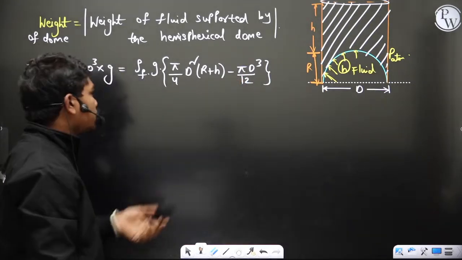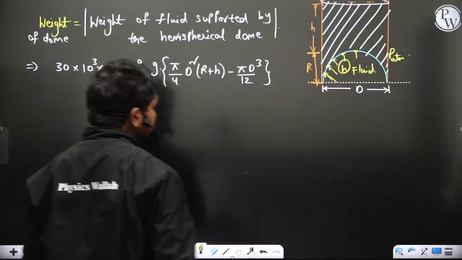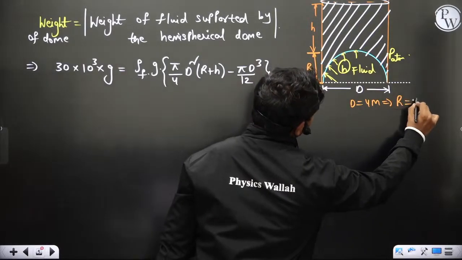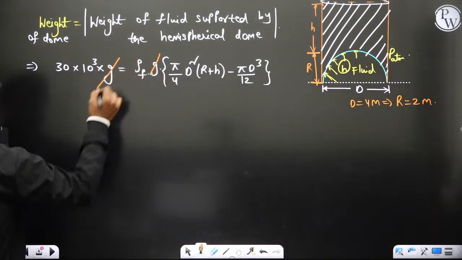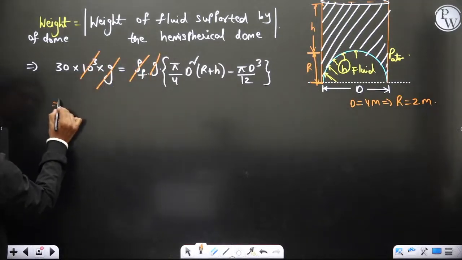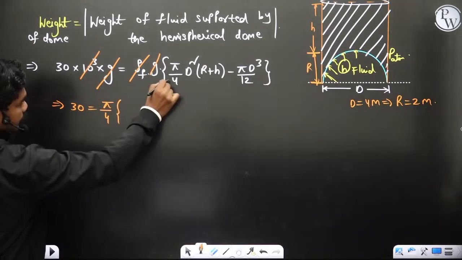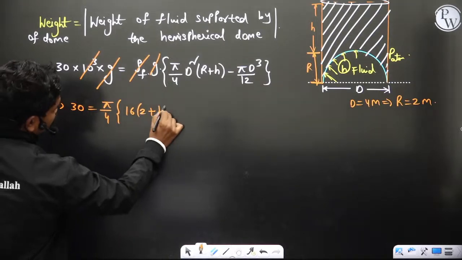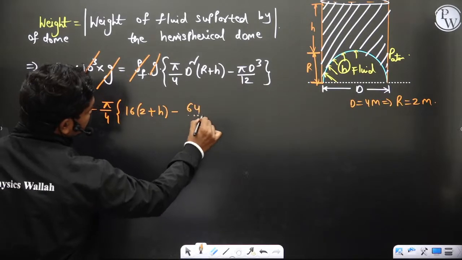Now if you do these calculations, let us see, D is how much they have given you? D is 4 meters. So if D is 4, then radius is equal to 2 meters. Now you can cancel this G, and this is water, so water density can be taken as 1000, they haven't given any value. So 30 is equal to pi by 4 times D square, so 16 into R plus H, so 2 plus H, we don't know what is this H, minus, if you take pi by 4 common, D cube 64 by 12.